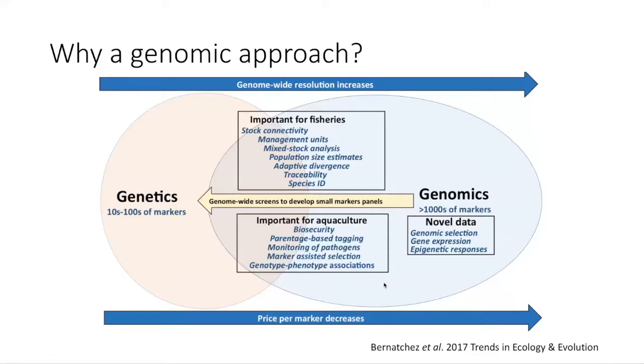And there are some questions that simply can't be addressed with a genetics approach, and areas of research that you may be able to move into using a genomics approach. So things like looking at genomic selection, gene expression, and epigenetic responses. So by building this genomic resource, we have lots of room for growth and a lasting resource that will be used for us to reinterrogate as new questions arise.